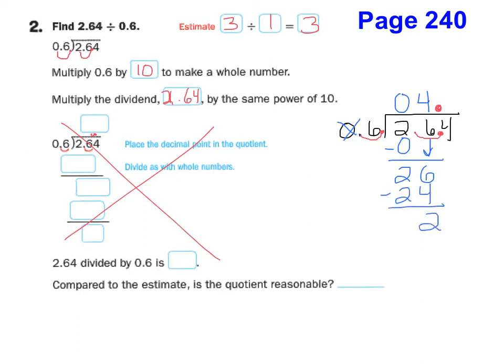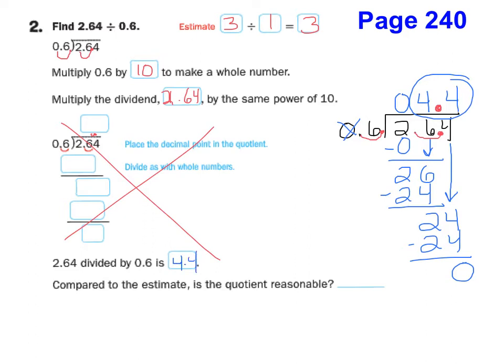Subtract and I get 2. I'll bring down that last 4. And I know 6 goes into 24 4 times. 6 times 4 is 24. Subtract and I get 0. So our answer then, our quotient, is 4.4.